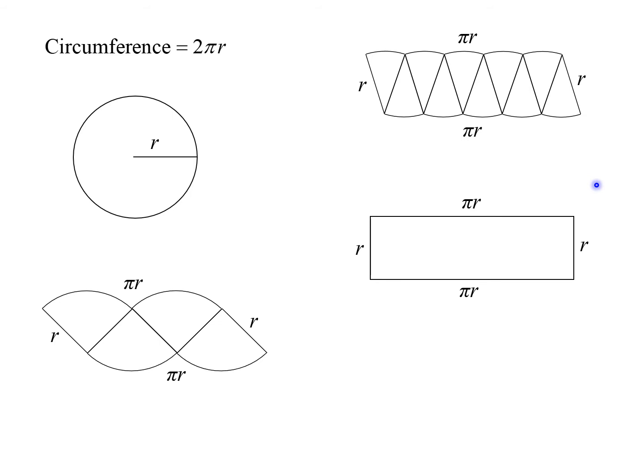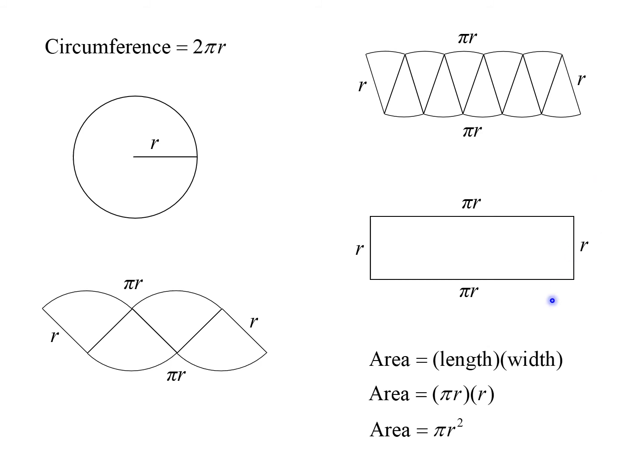Now we know the area of a rectangle. It's length times width. So the area of our rectangle that we have right there, we'll place the pi r for the length and the r for the width, and we multiply that together, we end up getting area equals pi r squared. And that's how you can derive the area formula for the circle. So the area of this is pi r squared, and same with that, and same with that, and same with this original circle. I hope you enjoyed this video.